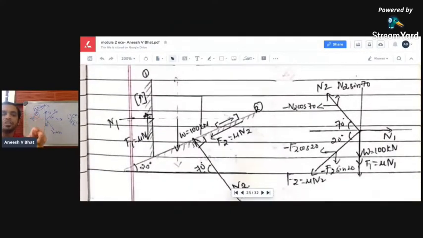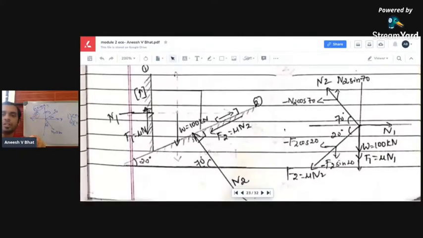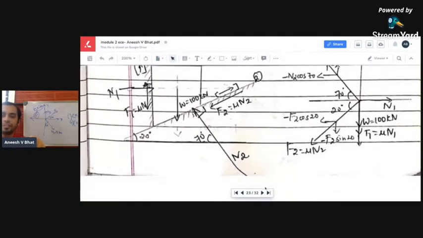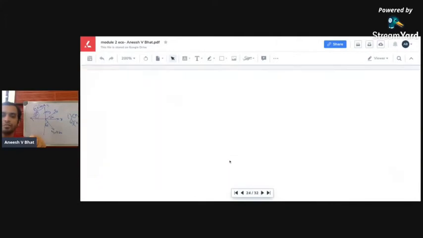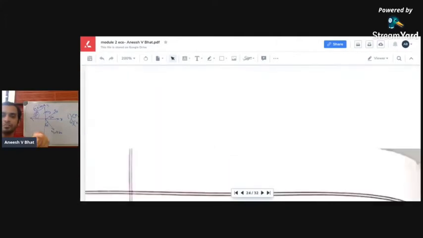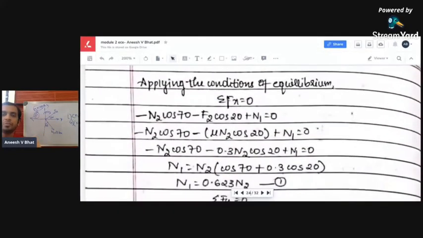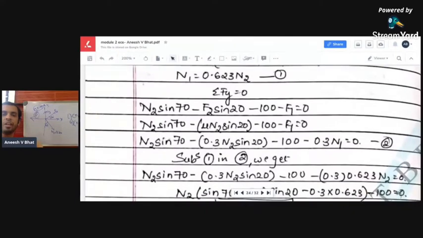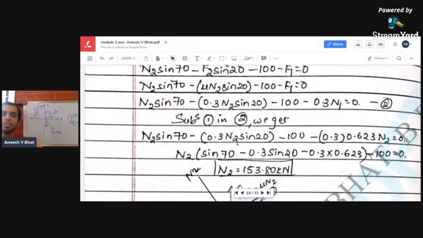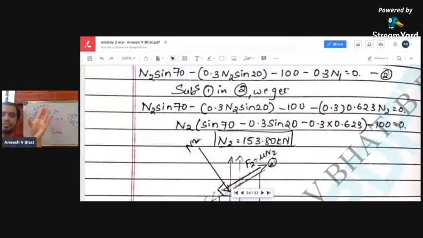Now in step number 2, consider only the body and draw the free body diagram of only the body. Now apply the equilibrium conditions for the same. You'll get equation number 1 and equation number 2. Substitute 1 into 2 and get the value of N2. Same steps.